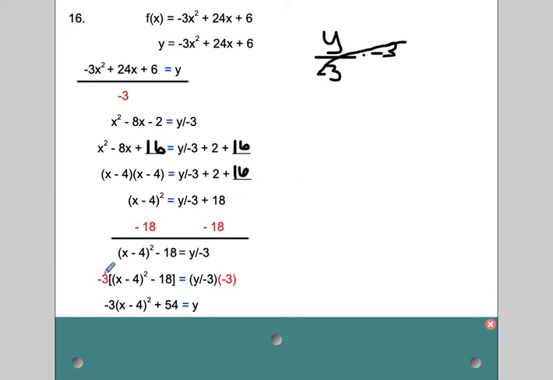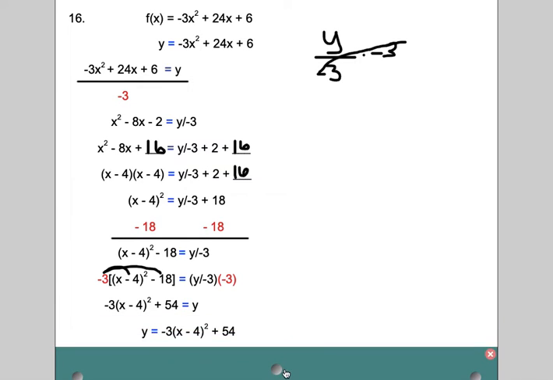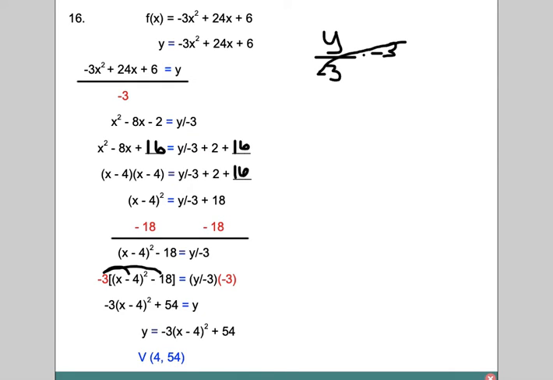And on the left, we actually have to distribute it in. So negative 3 times x minus 4 squared is negative 3 times x minus 4 squared. Noticing I have to take that negative 3 times that negative 18 also, which is a positive 54. Flip it around. Well, this thing opens down as a stretch of 3. It's the opposite of the inside, so 4, 54 is my vertex.